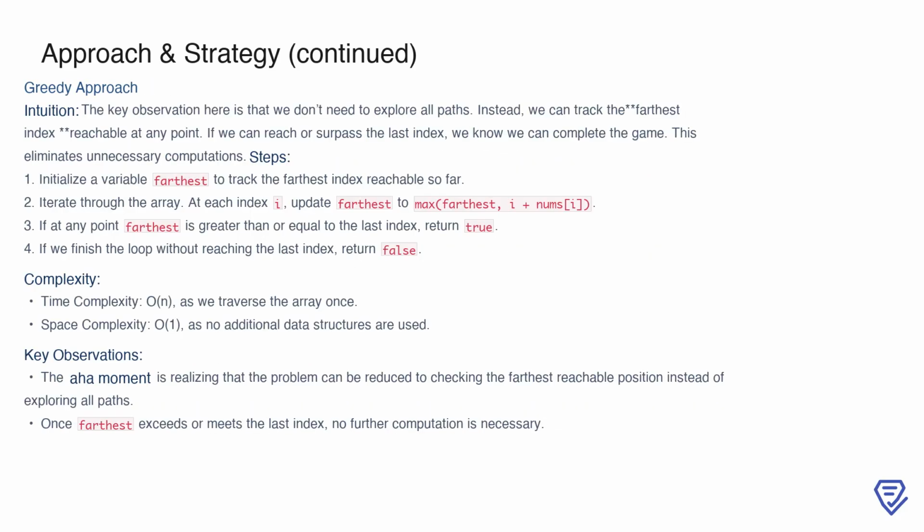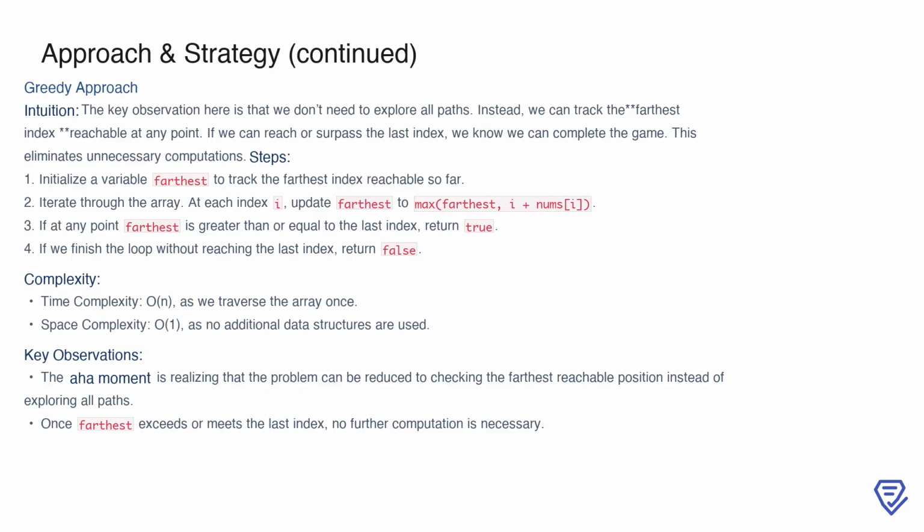Another, far more efficient approach is the greedy method. This relies on the key observation that we don't need to explore all possible paths. Instead, we can track the farthest index reachable at any given point. By doing this, we eliminate unnecessary calculations. To implement this, we initialize a variable, farthest, to keep track of the farthest index we can reach. As we iterate through the array, we update farthest using the maximum of its current value and the sum of the current index and its value.